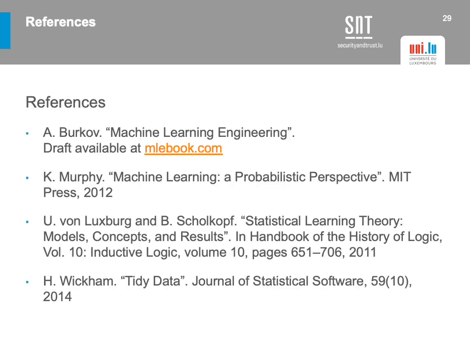Okay, so these are the references of the course. You have a machine learning engineering book. It is not published yet, but the draft is available there. I took quite a lot of content from it and I reviewed it. It's a really good book. Also, you have Machine Learning: A Probabilistic Perspective. This is a really big book, more than 1,000 pages of content, but it is a good book if you want to go into more detail. You also have the part on statistical learning theory, which is taken from a scientific article, and you have the scientific article called Tidy Data that you can look at if you want more information and more examples about tidy data.